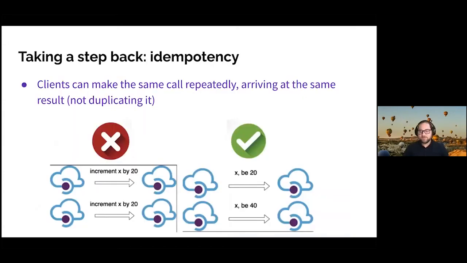messages. And then when we're talking microservice architecture, I just want to talk about the concept of idempotency, which is a really important microservice concept. It's the idea that clients can make the same call repeatedly and they'll arrive at the same result and they're not duplicating it.